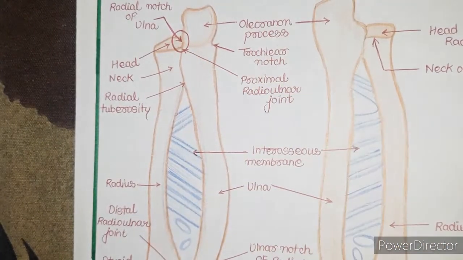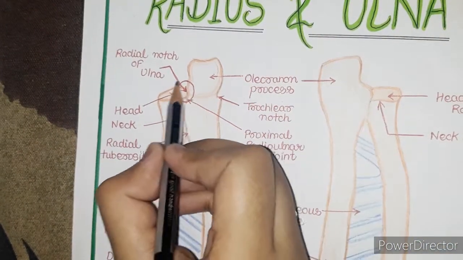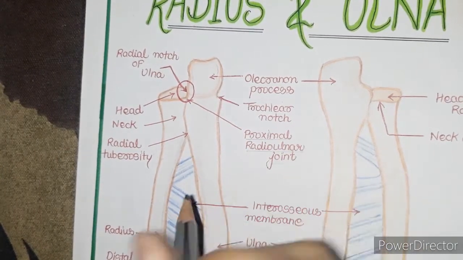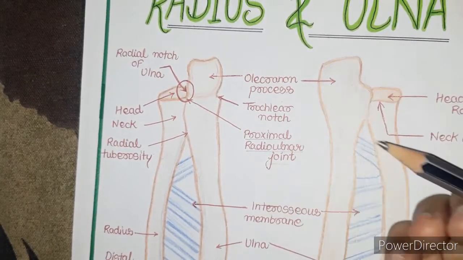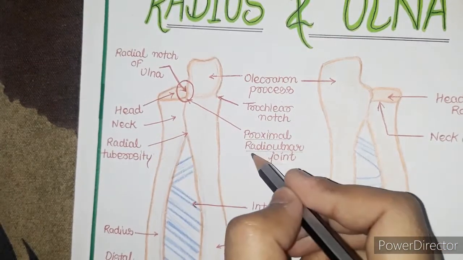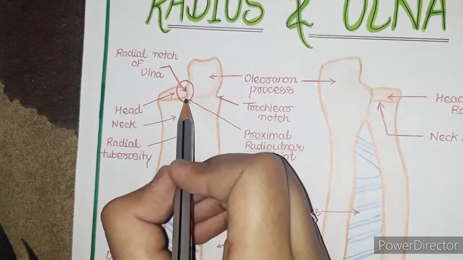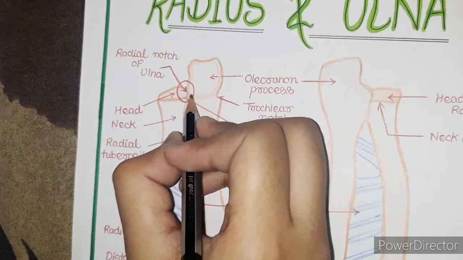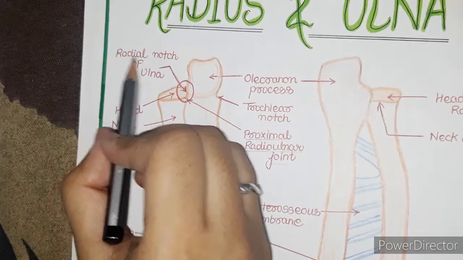And this one is the proximal radio ulnar joint. Proximal radio ulnar joint, upper end पे joint है तो proximal radio ulnar joint. किस के बीच में, radius और ulna, so radio ulnar joint. This is the radial notch. Okay, they form a hook like structure between radius and ulna, which is known as the radial notch of ulna.